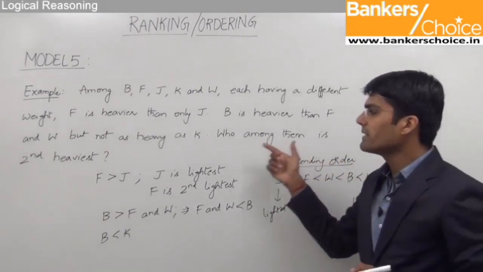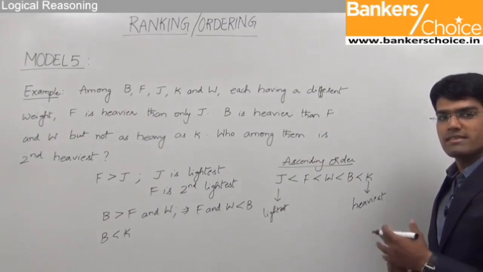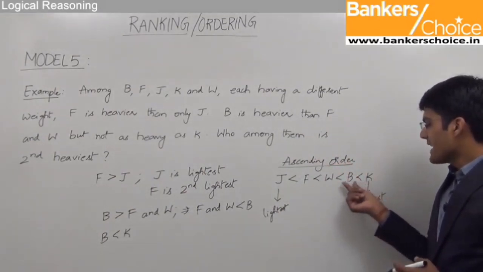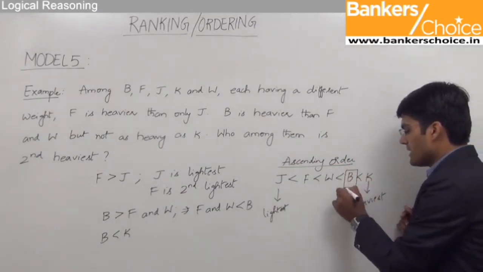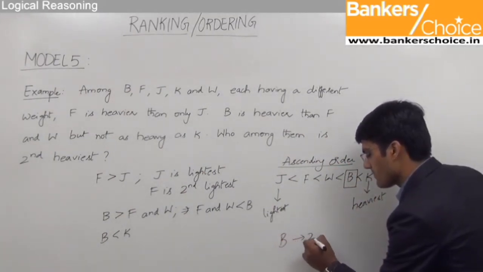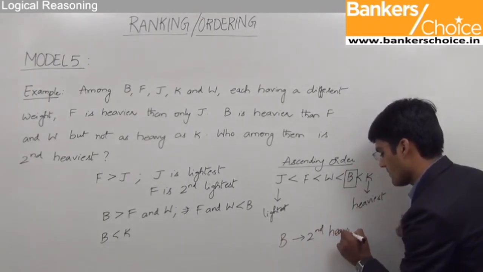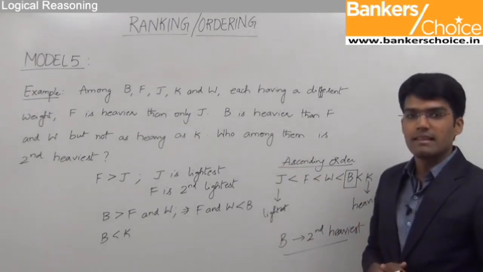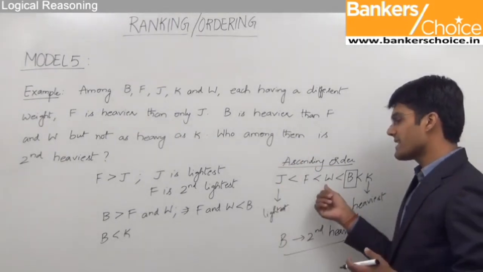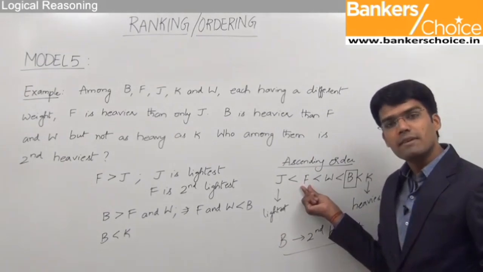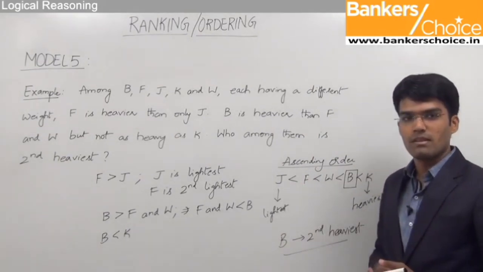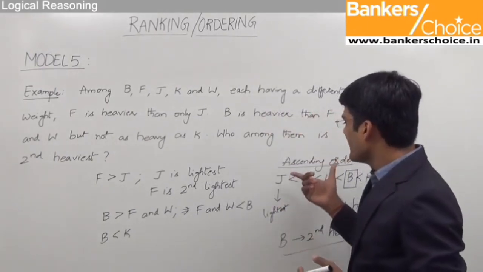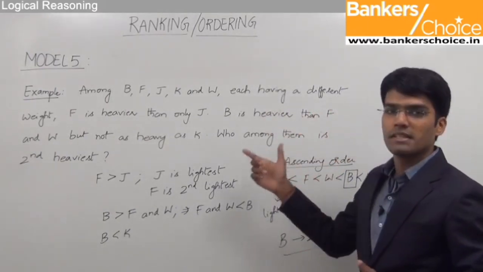And the question is, who among them is second heaviest? So to find out the second heaviest person, we need to come from the heaviest side. So we can say that the second heaviest person in this group is B. So the answer is B. Similarly, suppose we need who among these persons is second lightest. So we need to come from the lighter side and we can say that the person F is second lightest in this group. So friends, this is how we can solve questions based on ordering by either forming an ascending order or descending order of the given group of persons.